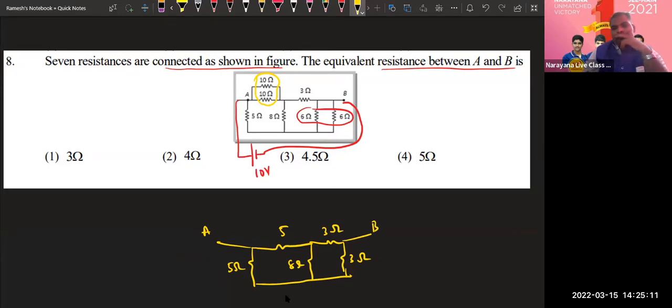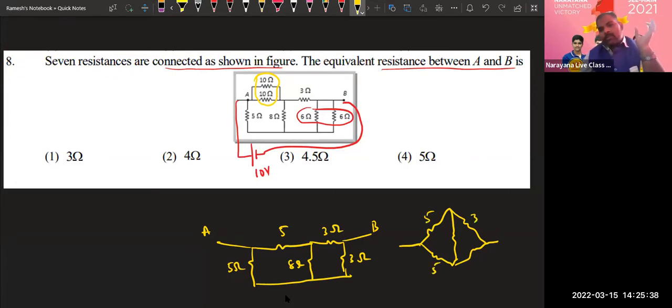Now, it is also a Wheatstone bridge. Because if you invert the circuit, what do you notice? It will be like this. If you invert the circuit, you will easily understand that it is a Wheatstone bridge: 5 ohm and 5 ohm, 3 ohm and 3 ohm, and the middle 8 ohm. I am leaving this. Okay.